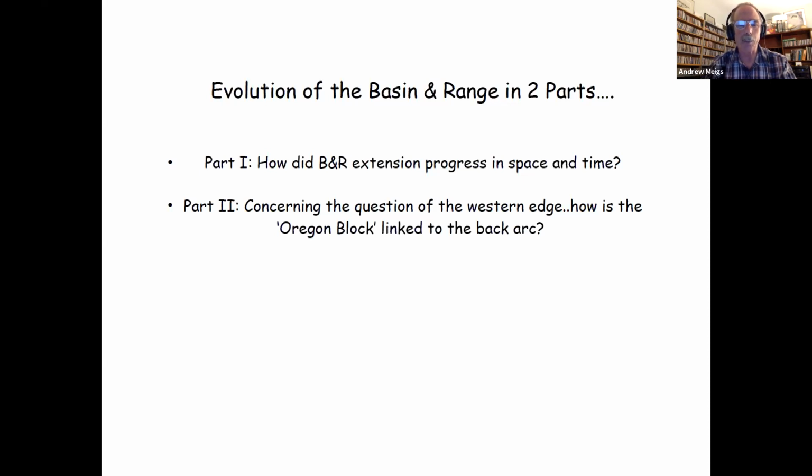Here's what we're going to do. I'm going to give you a two-part talk that, first of all, is going to describe how the Basin Range opened in the northwestern corner in both space and time. And then I'm going to turn to the question of the western edge of the Basin Range and ask, how is it linked to this Oregon block, the Siletzia block? How does what's happening in the back arc relate to what is happening in the forearc?